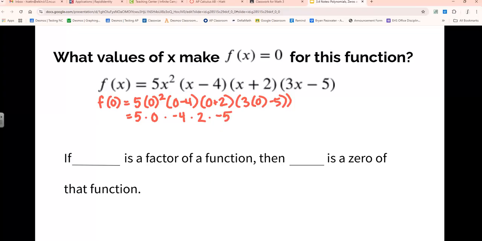And so I end up getting 0 because anytime I'm multiplying something by 0, what do I get? 0 times anything is 0, right? They're your easiest multiplication tables.